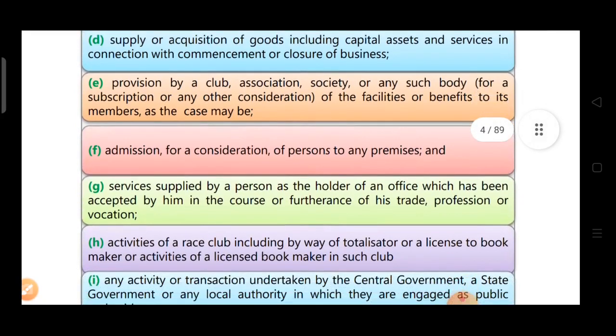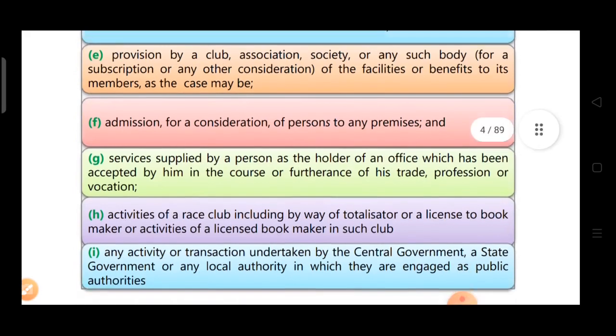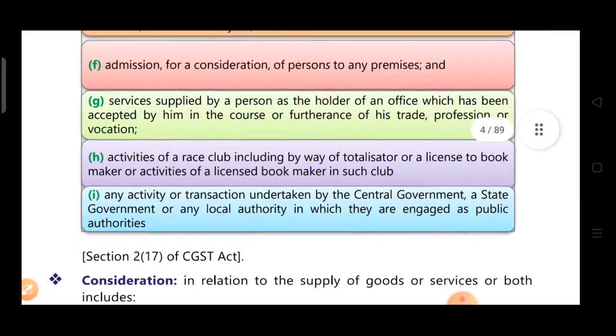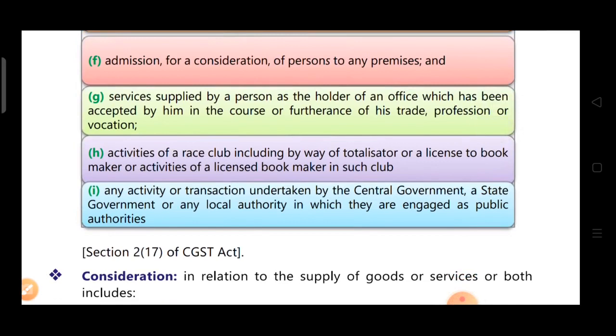Then provision by a club or association to its members, meaning supplies made by members, or facilities provided, or benefits provided to its members, that is included in the definition of business. Then admission of a person for a consideration to any premises, that is included in the definition of business. Then service provided by a person who is the holder of an office in the course of business, that is included in the definition of business.